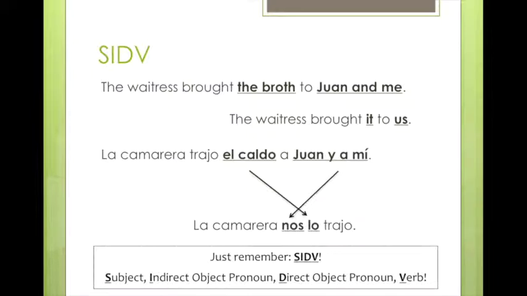Just remember SIDV, subject, indirect, direct, and then verb. Subject, la camarera, indirect object pronoun, nos, who did she bring it to? That's us. What did she bring? That's your direct object pronoun, lo, it. And then the verb trajo means she brought.